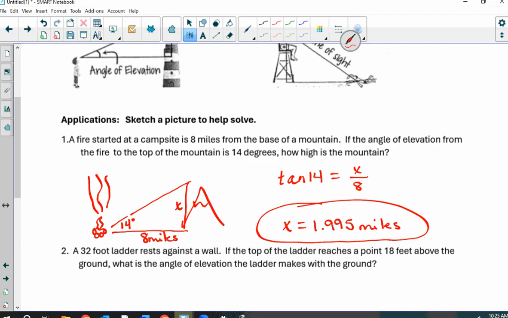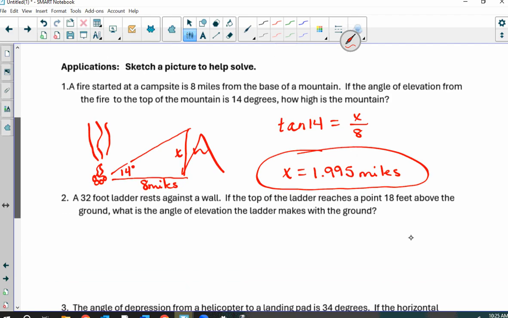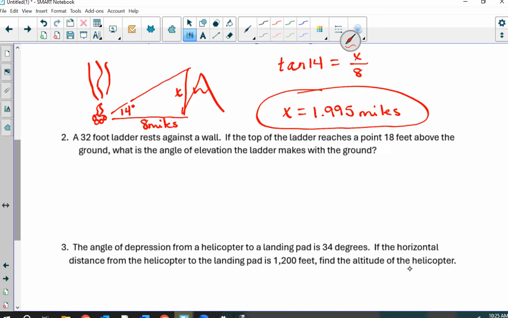Okay. Let's do this next one. Let's do number 2. You guys try it for me. Draw me a fun picture. I'm on it. That's the hypotenuse of the radius.